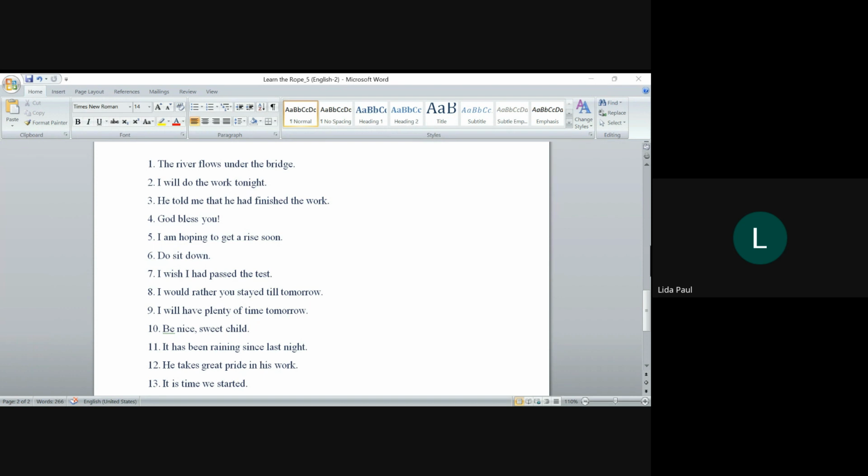Then comes the eighth one: I would rather you stay till tomorrow. Something is missing there. I think it should have been, I would rather you stay till tomorrow. In any case, this is indicative, right? Ninth one: I will have plenty of time tomorrow. Indicative. This is also indicative.